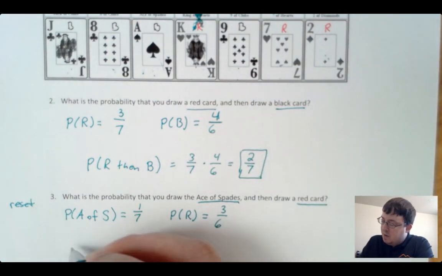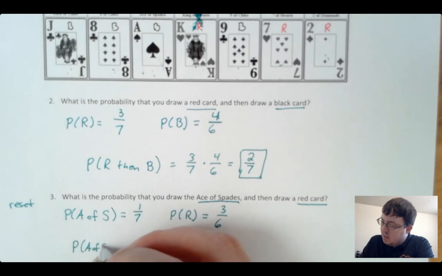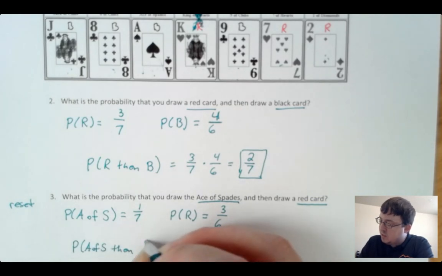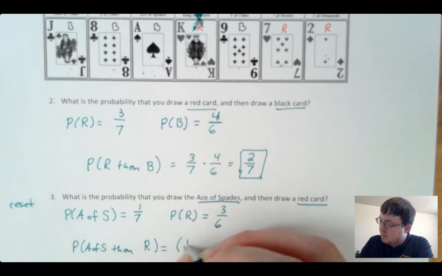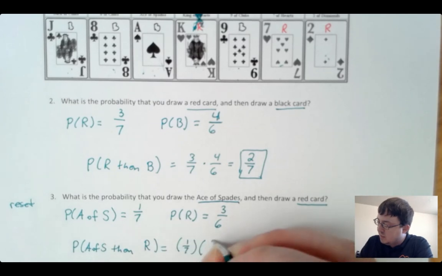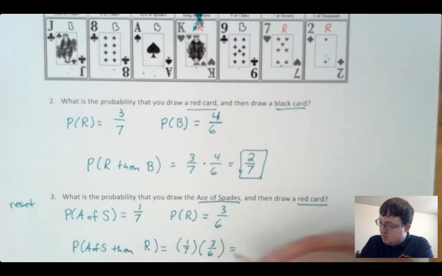So then the probability of the Ace of Spades, then a red card, is just the multiplication. 1/7 times 3/6, and that is 1 over 14.